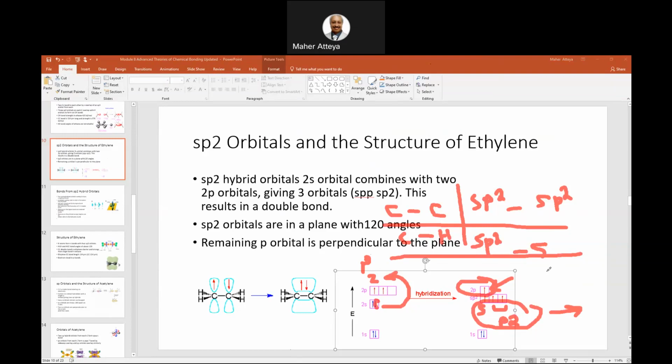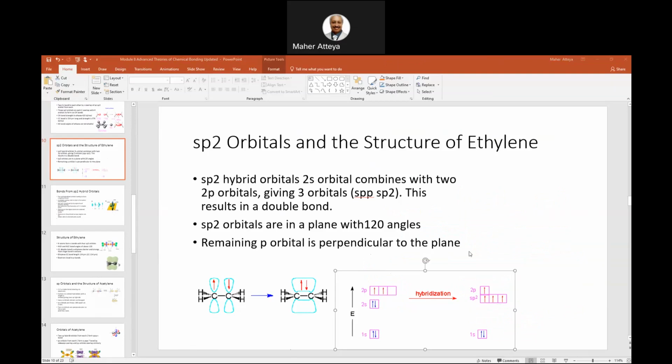Please. So as I said, carbon-carbon, each one will contribute SP2, SP2. Carbon-hydrogen, SP2 on the carbon, and hydrogen will have one S. So we have two types of hybridization. Carbon-carbon, sp2, and this is a double bond. The double bond comes from the side-to-side interaction, this one here causing the double bond.